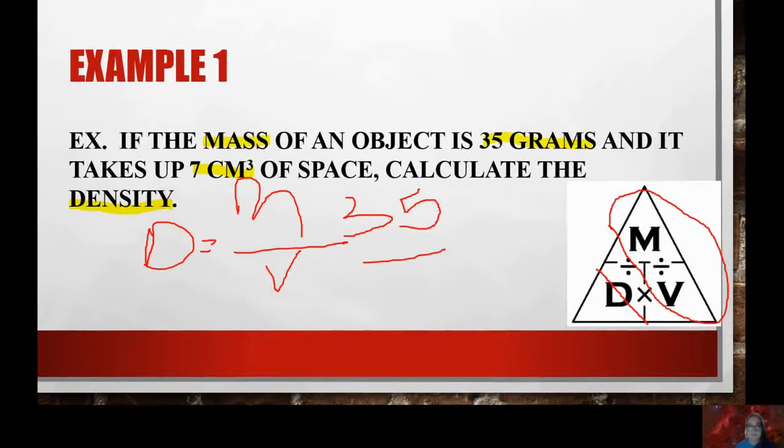Now my mass is 35 grams and my volume is 7 centimeters cubed. So my density is going to be 35 divided by 7. And since our mass is in grams and our volume is in centimeters cubed, we have to include units. Units are always very important. 35 grams, 7 centimeters cubed, 35 divided by 7 is 5. So our answer is going to be 5.